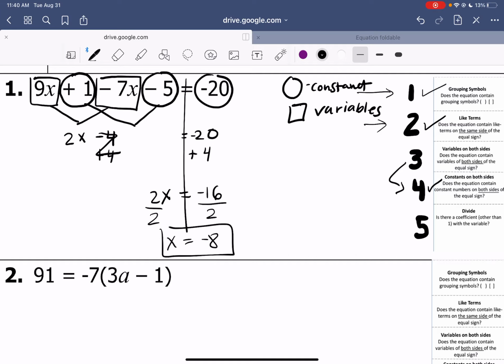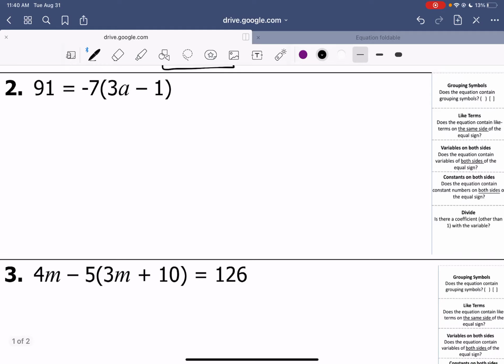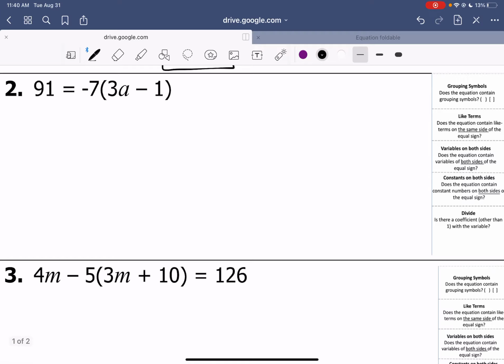Okay, so number 2. We have 91 equals negative 7, parentheses 3a minus 1. So our first question, does the equation contain grouping symbols? Yes, it does. We have them right here. We have negative 7 and my 3a minus 1 in grouping symbols. So what we're going to do is use the distributive property.